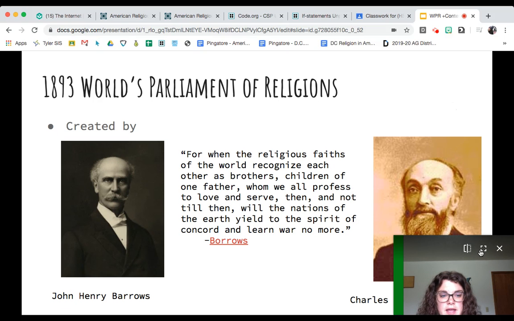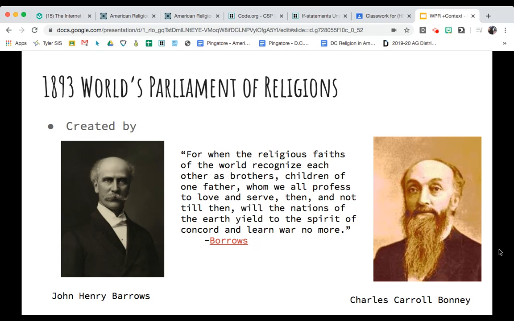Okay, these are our two creators of the World's Parliament of Religions, John Henry Barrows and Charles Carroll Bonney. Like a lot of things we have talked about in the past few units of Religion in America, there are explicitly stated goals and implicit motivations. And we can compare and contrast what is publicly communicated as the goals and what lies beneath the surface.